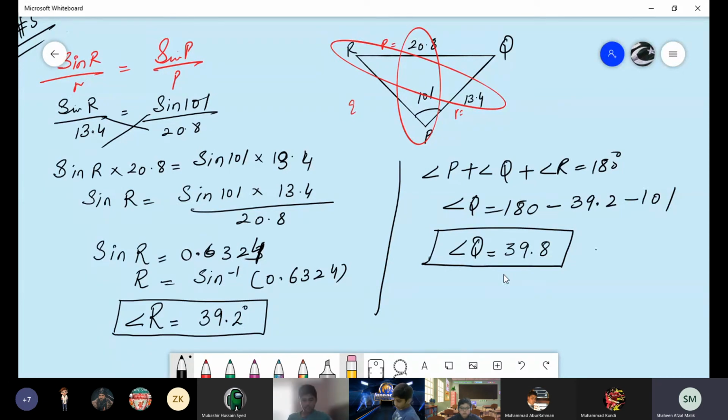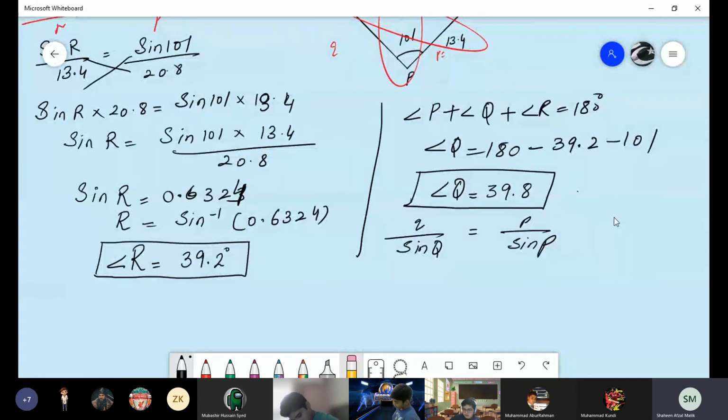Then after that, what's the answer for the side? We have this angle now. We have to find out side Q. So Q over sine Q is equal to P over sine P. Quickly find out the value of Q. What is Q? Q is sine 39.8, and that is equal to P, which is 20.8, over sine 101.